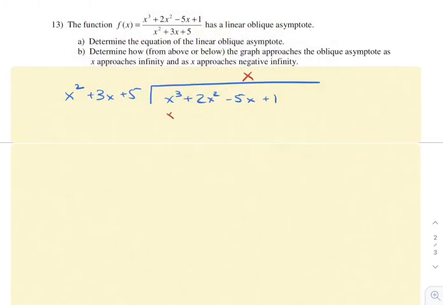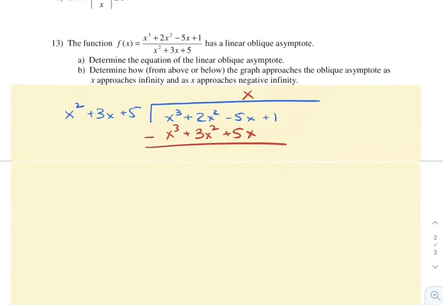So we're going to have x cubed plus 3x squared plus 5x, and what we're going to do is subtract them down. So the first term becomes 0. It's gone. Next one will become -x squared. And when I subtract down, we get -10x, and we bring down the 1.